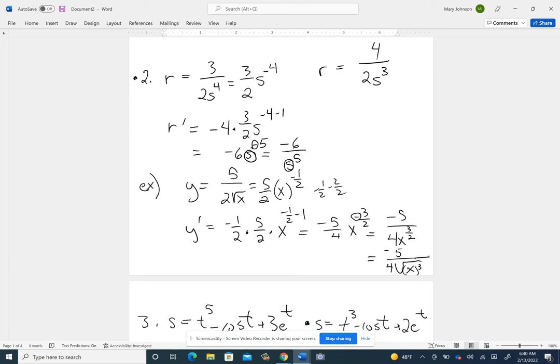All right, so I wanted to do that extra example because on number 2 we had a rational function, and if I gave you one like this example, you have a radical in there. Both of those, by using just a little bit of algebra, you can turn into a power function and just use the power rule.